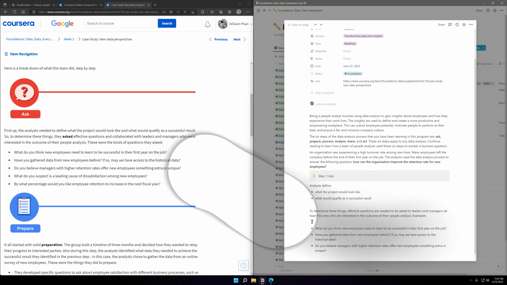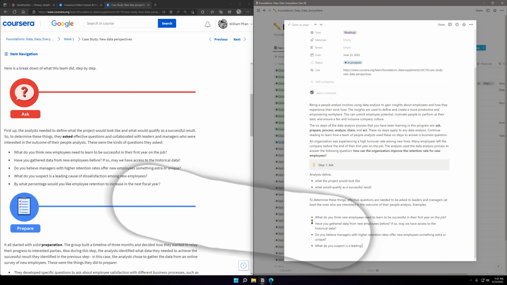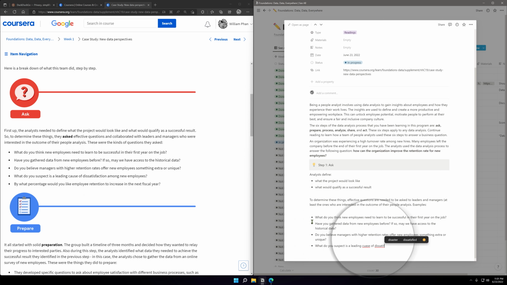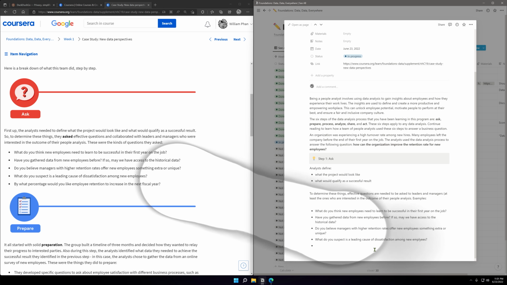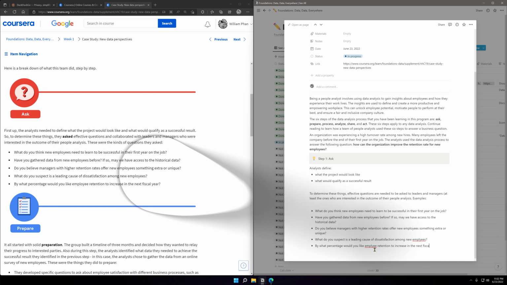What do you suspect is a leading cause of dissatisfaction among new employees? By what percentage would you like employee retention to increase next fiscal year?